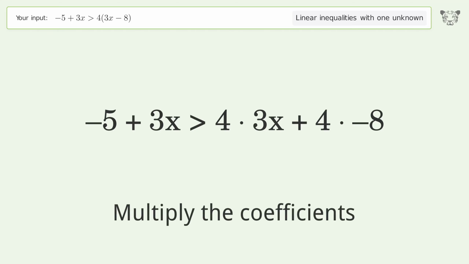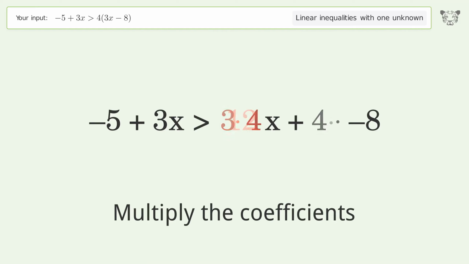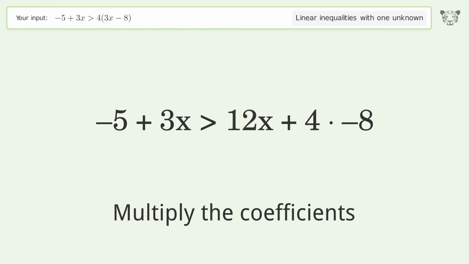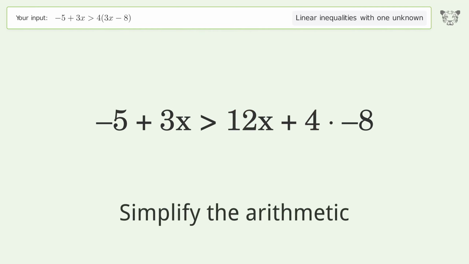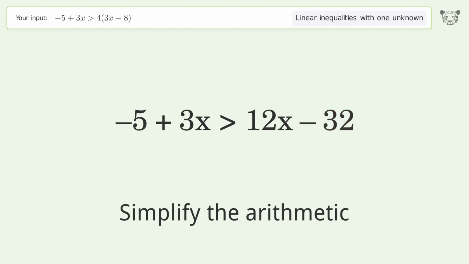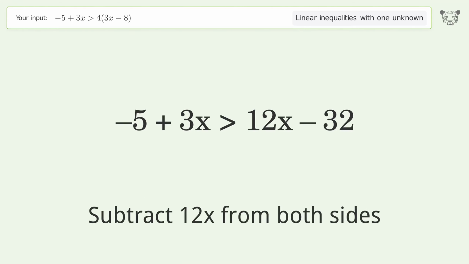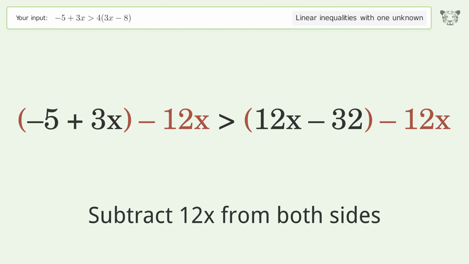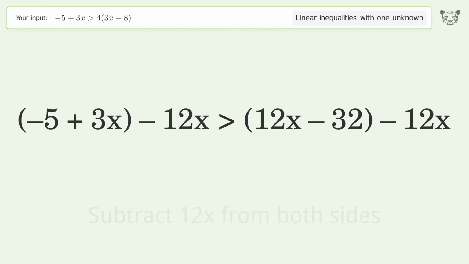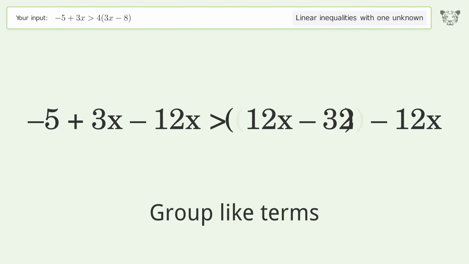Multiply the coefficients. Simplify the arithmetic. Group all x terms on the left side of the inequality. Subtract 12x from both sides. Group like terms.